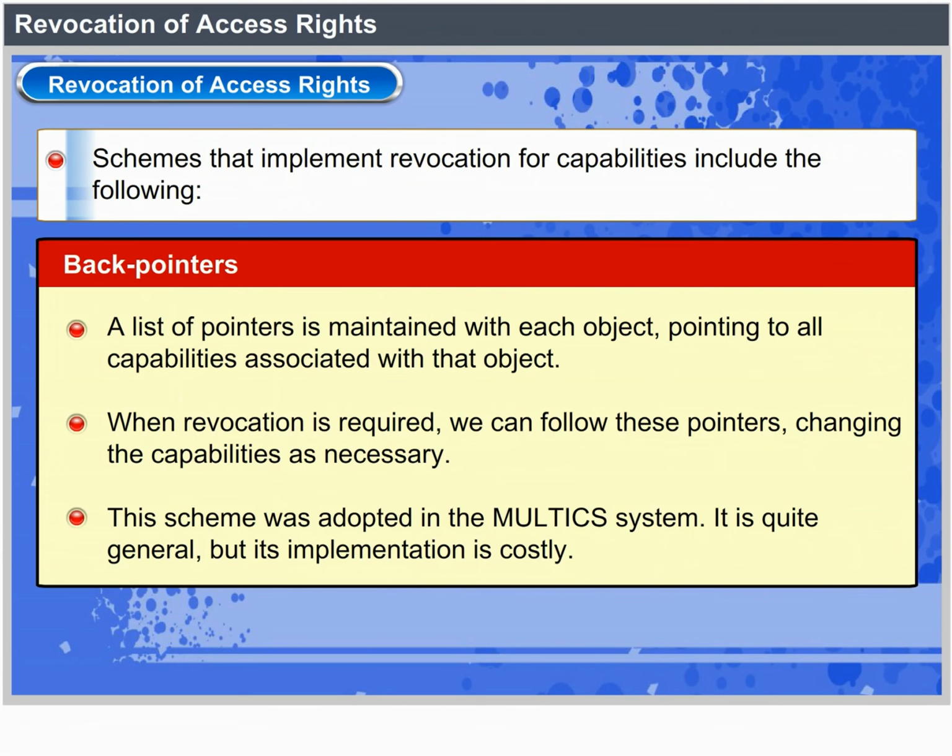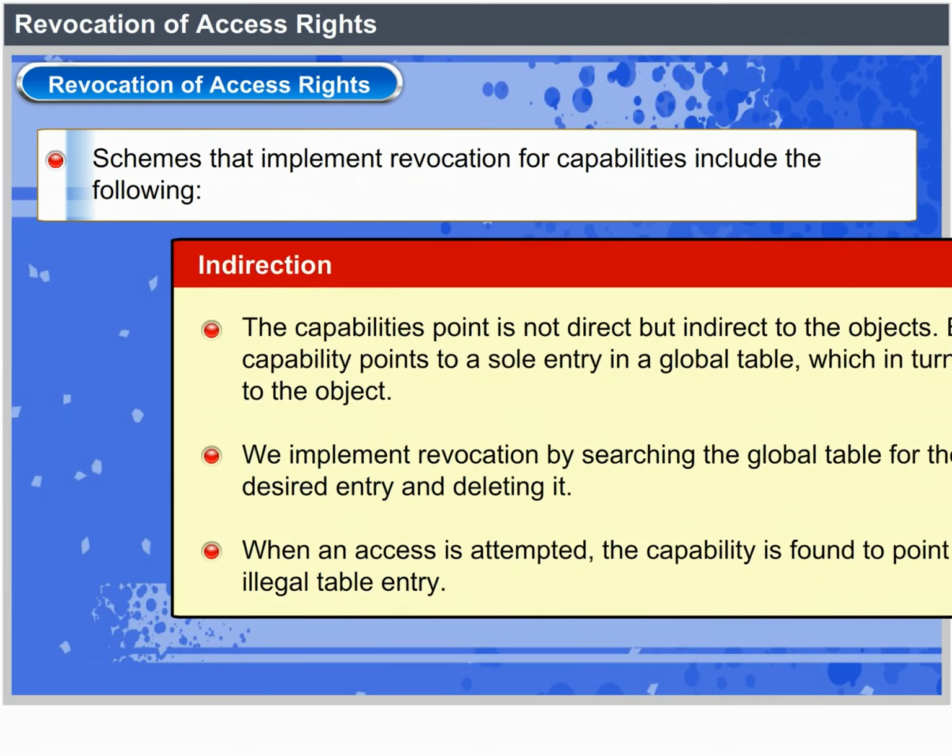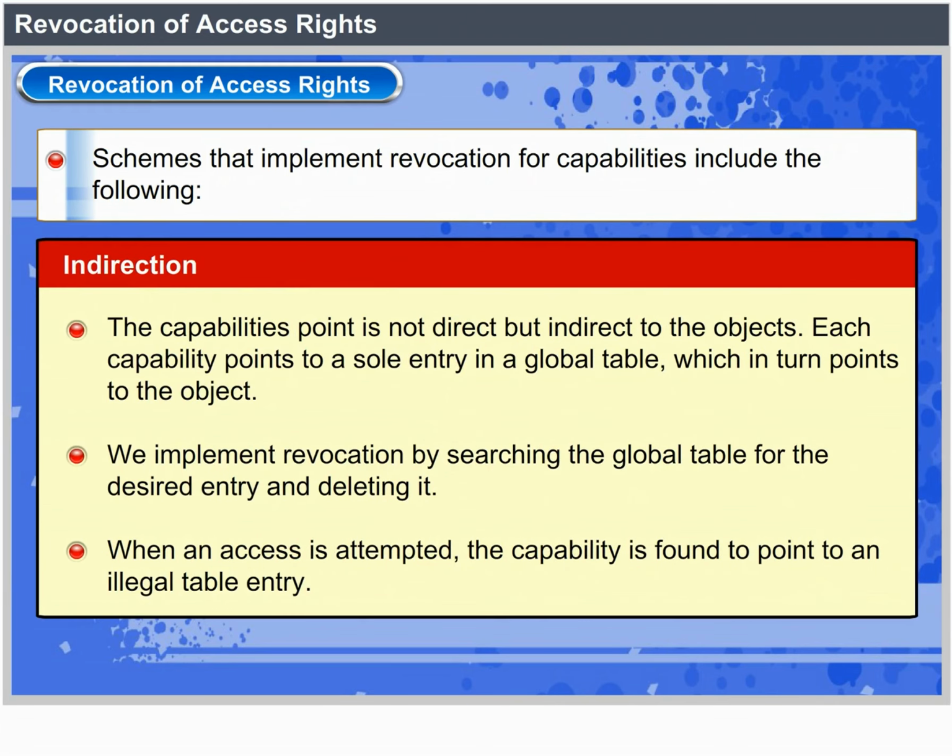Indirection. The capabilities point indirectly, not directly, to the objects. Each capability points to a unique entry in a global table which in turn points to the object. We implement revocation by searching the global table for the desired entry and deleting it. Then, when an access is attempted, the capability is found to point to an illegal table entry.